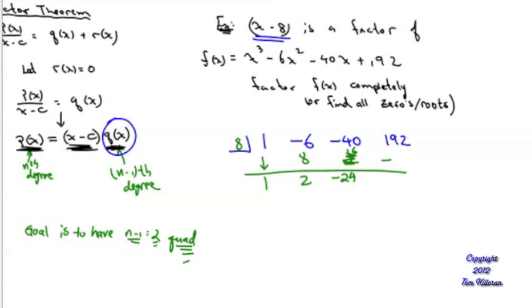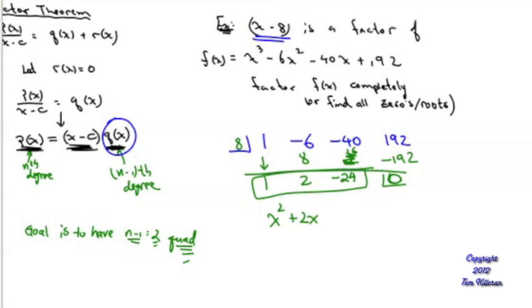I would hope so, because otherwise it wouldn't be a factor, because then the remainder wouldn't be 0. We knew that the remainder was going to be 0, because x minus 8 is a factor. To be a factor, you have to have a remainder equal to 0. So now we have these 3 numbers. What do these 3 numbers represent? X squared. X squared, minus 2x.